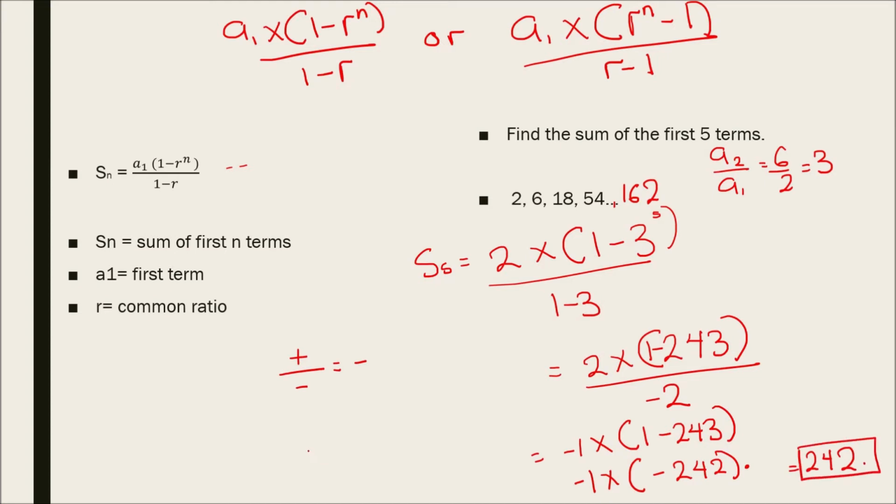So S5 will give me 242. The sum of the first 5 terms is 242. Now let's try this one and see if we get the same answer.